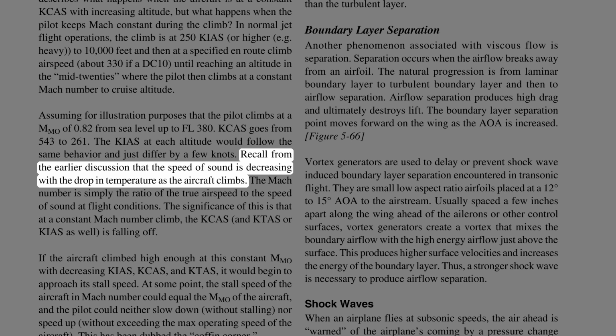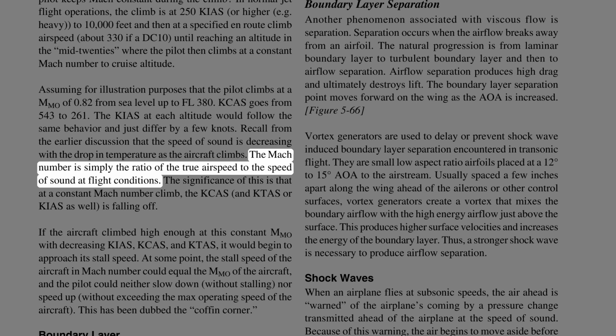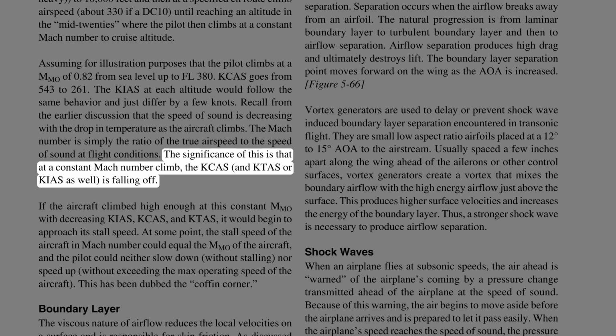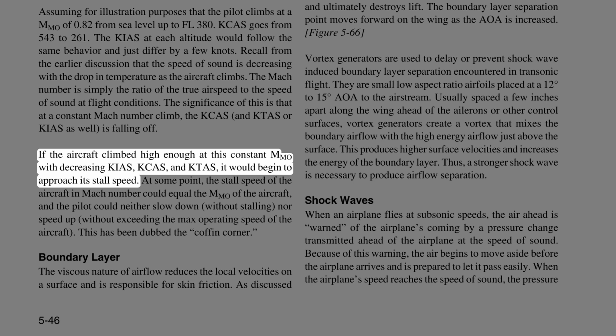Recall from the earlier discussion that the speed of sound is decreasing with the drop in temperature as the aircraft climbs. The Mach number is simply the ratio of the true airspeed to the speed of sound at flight conditions. The significance of this is that at a constant Mach number climb, the KCAS and KTAS, as well as KIAS, are falling off. If the aircraft climbed high enough at this constant Mach with decreasing KIAS, KCAS, and KTAS, it would begin to approach its stall speed.